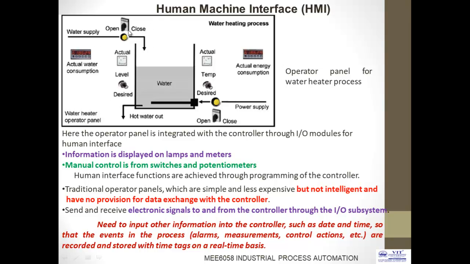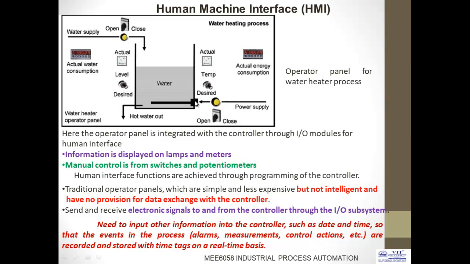Going to the back end, if you give a signal, if you switch manually to open the valve, immediately the signal is transferred to the real-time system through the I/O modules. Here we can see that information is displayed on lamps and meters. This is a meter. So we can find out the actual power consumed, the actual energy taken by the circuit breaker to heat the water. This side, how much water has flowed into the tank. These are the meters.